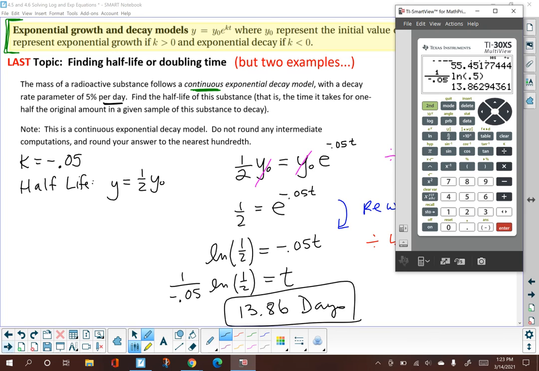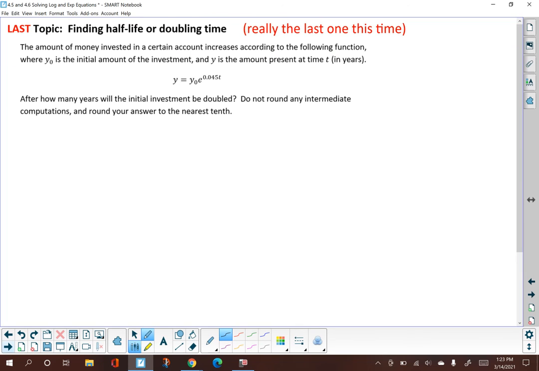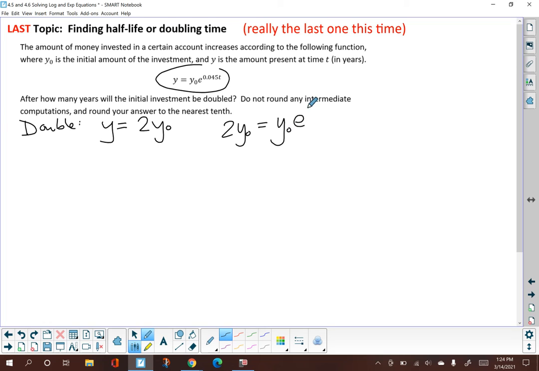That was half-life. So for this last example, really the last one, is going to be about doubling time. The amount of money invested in a certain account increases according to this function that it gives us. Y naught is the initial amount, y is the amount present at time t, and our goal is to figure out after how many years will the initial investment be doubled. Well, double means that y is equal to 2 times y naught. So we'll sub that in to our equation for y, e^(0.045t). So if we divide the y naught, it divides out on both sides.